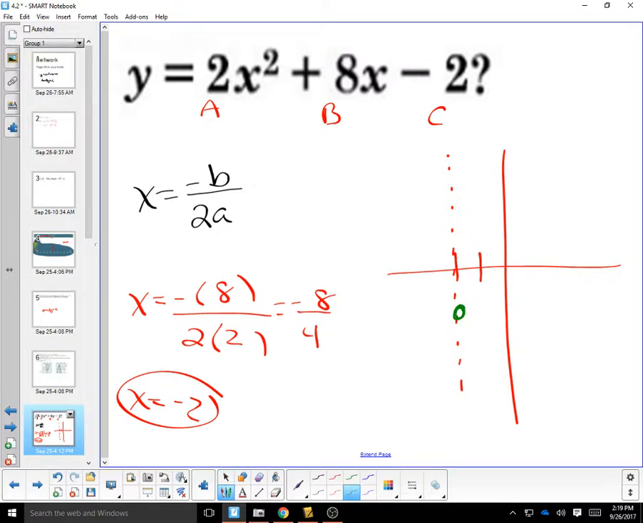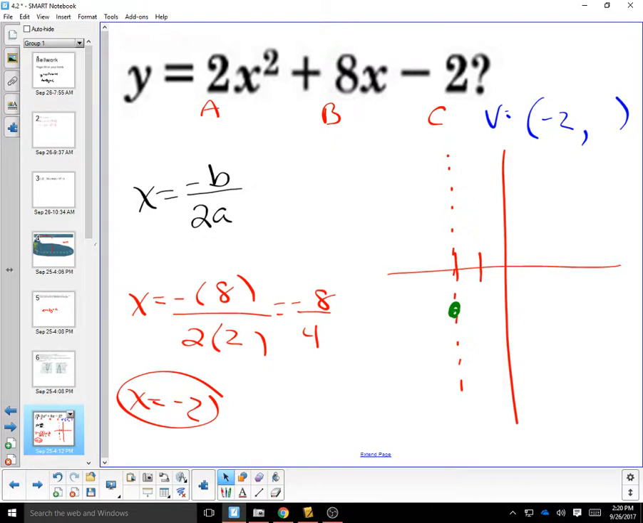Now, I don't know where it's at. It could be right there, but it could be here, here. It could be up there. It could be down there. I don't know where it's at, but it has to be on there somewhere. Which is good because now, at least I know, if I'm going to find the vertex here, what is the x-coordinate? Negative 2. Does that make sense? So now I just need the y, don't I?